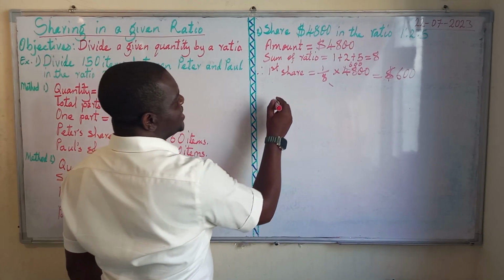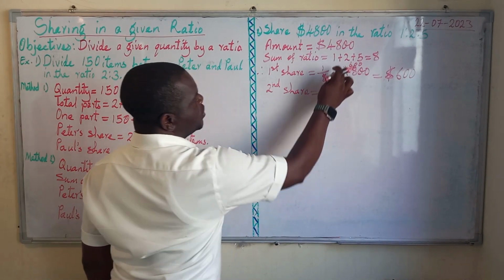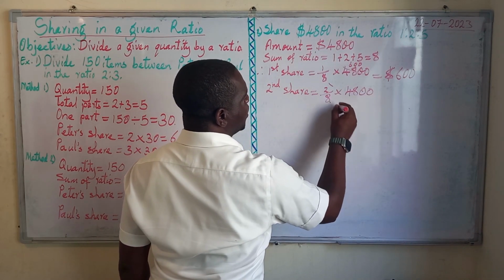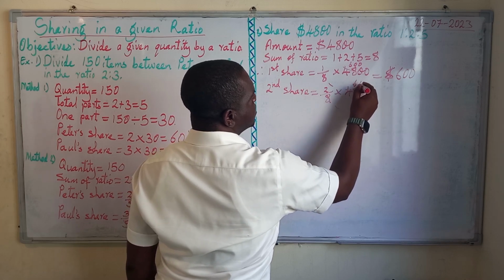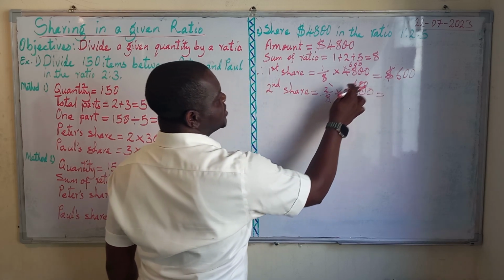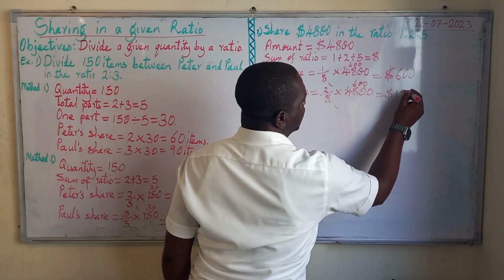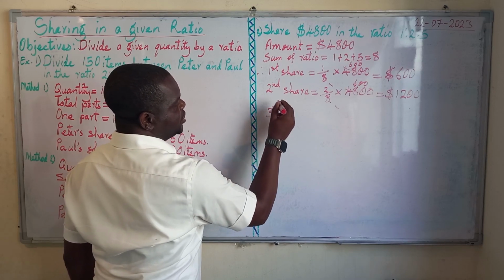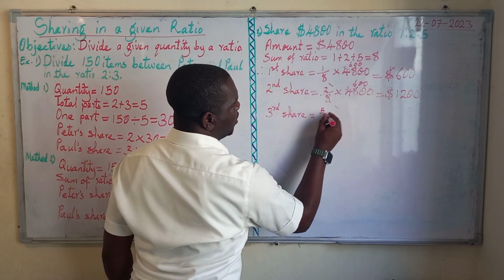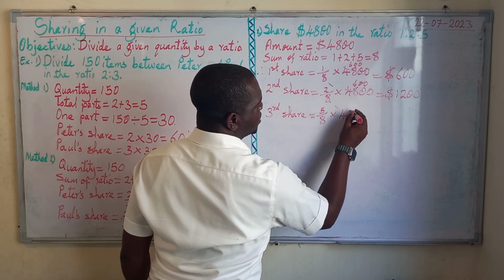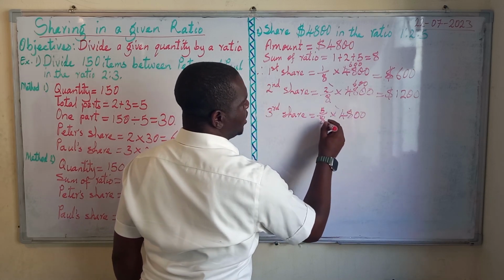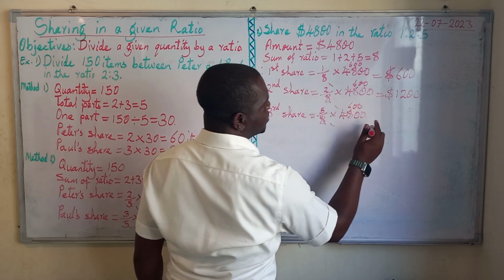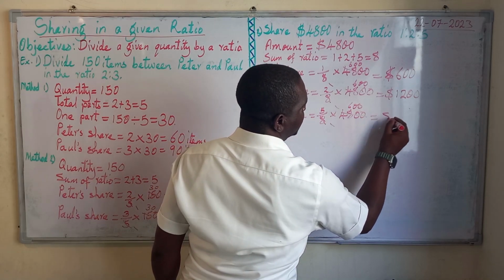That's for the first share. Second share will be equal to 2 over 8 times $4,800. 8 into 4,800 is 600, and 2 times 600 is going to give us $1,200. And the last share, the third share, will be 5 over 8 times $4,800. 8 into 4,800 is 600, and 5 times 600 is going to give us $3,000.